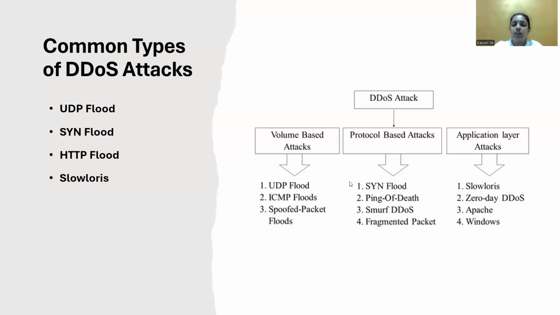Likewise, next one, Slowloris. This attack sends a partial request, like starting a conversation but never finishing it. It ties up the server's resources, leaving it unable to help anyone else. So, while each type of attack works differently, they all have the same goal, which is to overwhelm the system and shut it down.